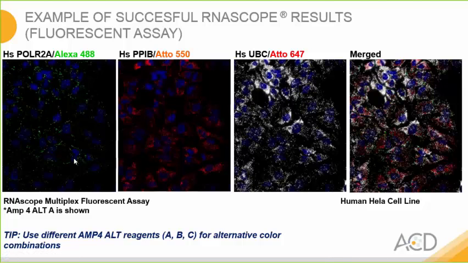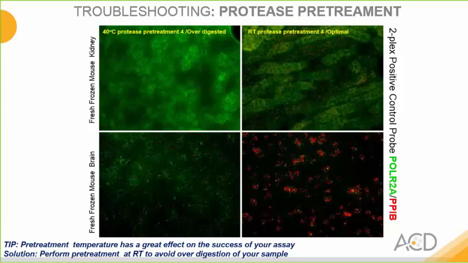It's a medium-low expressor. PPIB is a C2 probe. It's a medium expressor. And then UBC is a medium to medium-high expressor. It's a C3 probe. For this assay, the majority of customers use fresh frozen samples. And this is showing how protease pretreat can affect RNAscope signal quality.